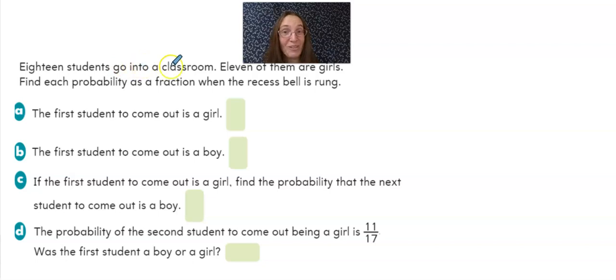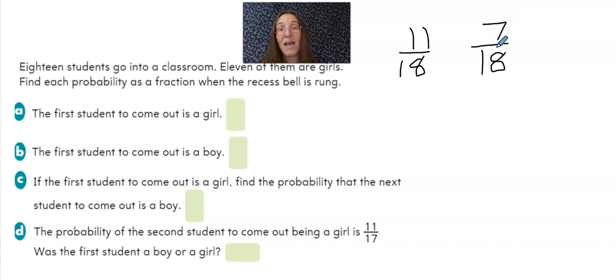18 students go into a classroom. 11 of them are girls. Find each probability as a fraction when the recess bell is rung. Well, I've got 18 as my denominator here because there are 18 children in the classroom. I know that 11 of them are girls. So how many boys? Well, 18 minus 11 would leave us with 7 as the boys.